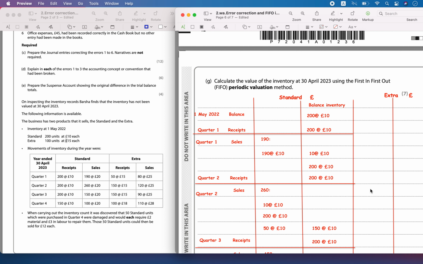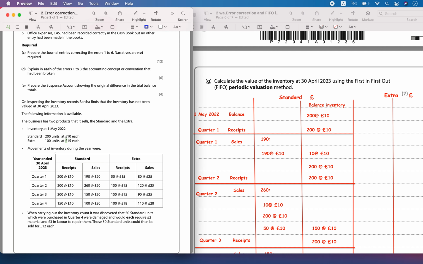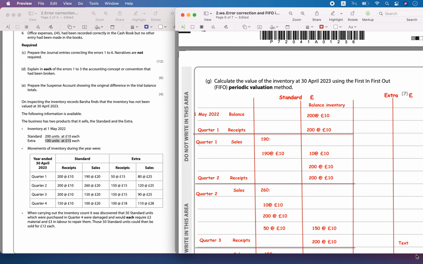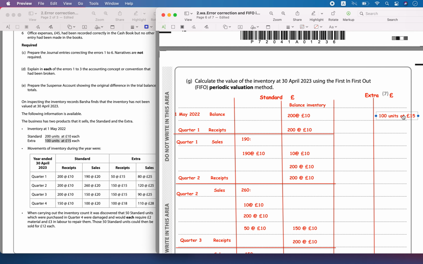Now let's calculate for the extra product. The opening balance as on 1st May was 100 units at 15 pounds. So let's start recording that. On the 1st May, the balance of inventory was 100 units at 15 pounds. This suggests the opening inventory in the system. So whenever they ask for opening inventory, you're supposed to calculate this.